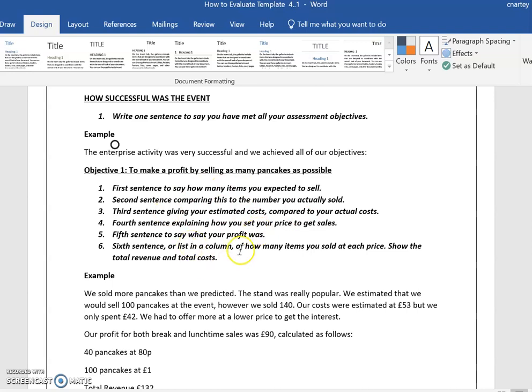Okay, you're going to have to calculate the profit that you made. Okay, so the profit is the cost of the item, take away what you actually receive for it, the difference between those is the profit. Okay, then a column for how many you've sold. So just the revenue, so how much it was and what money you got for it.